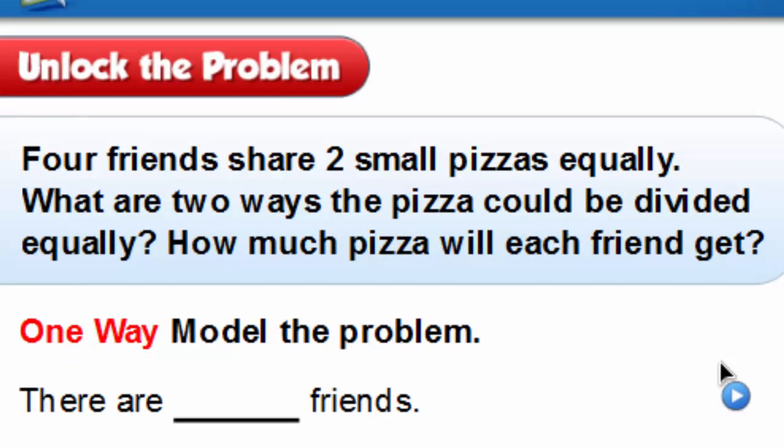Here's our story problem for today. 4 friends share 2 small pizzas equally. I promise I did not look ahead and see that it was pizzas. What are the 2 ways the pizza could be divided equally? How much pizza would each friend get? First, I think to myself, I see 2 question marks. So that tells me I'm going to have to answer 2 questions. So let's look at it.